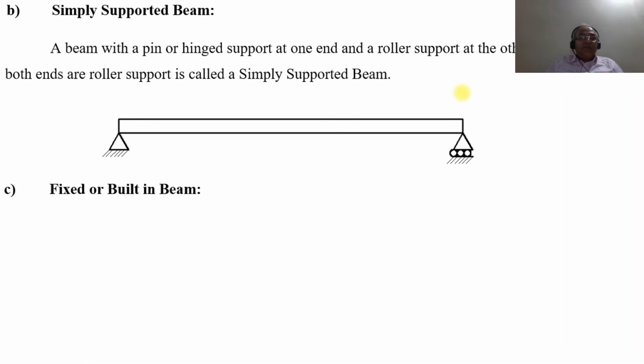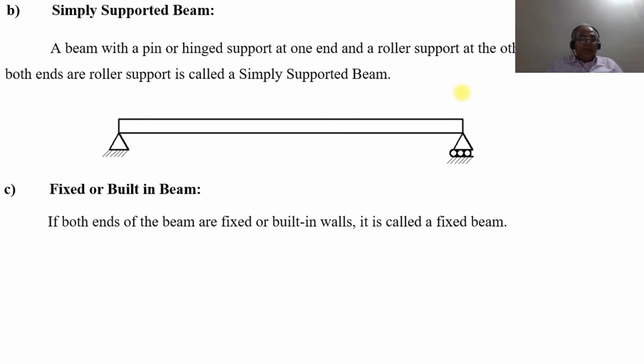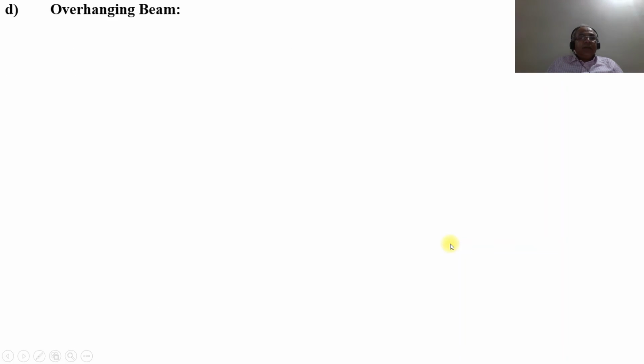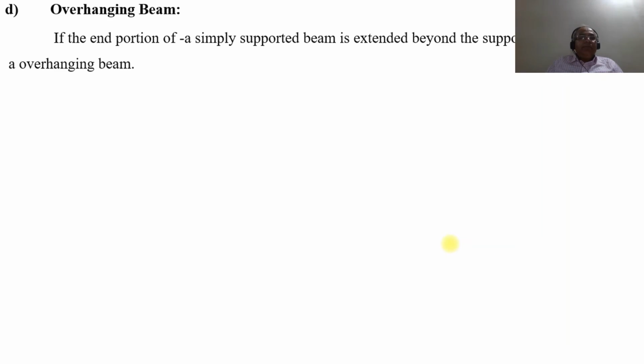Then we have a fixed or built-in beam. If both ends of the beam are fixed or built into walls, it is called a fixed beam. So you can see one end is fixed here and the other end is also fixed here. Both the ends are fixed or built into the walls, then it is called a fixed beam.